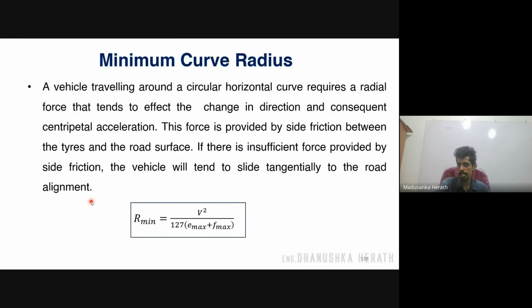Then minimum curve radius. The curve radius will be minimum when the denominator is maximum, right? V is the design speed, that is constant. So when the denominator is maximum, then the radius will be minimum. We can maximize the denominator: we can increase the super elevation. If we increase the super elevation, it will reduce the curve radius. Or if we increase the friction coefficient, again we can reduce the radius, right?